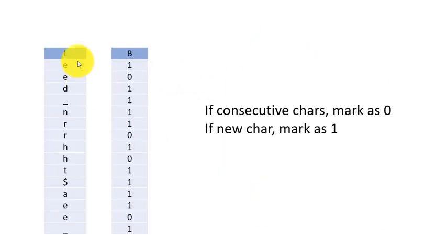So from the last column, which is the same as the BWT string, if the character here is a new character, I'll mark it as 1. If this character is consecutive with the previous one, then I'll mark it as 0. So that means whenever you see 1, there will be a new character. Whenever you see 0, that means this character should be the same as the previous one.